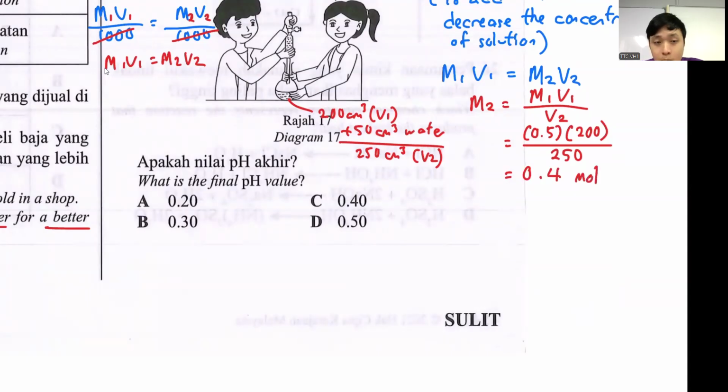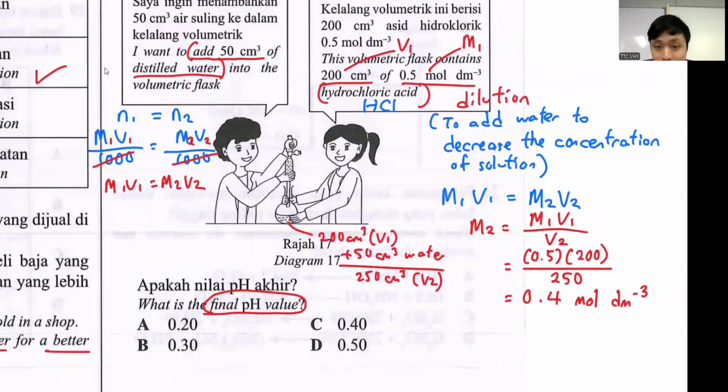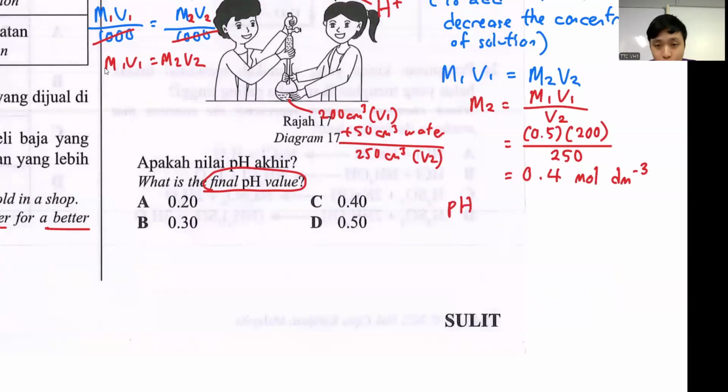0.4 mole per dm cube. They ask what is the final pH value. What is the formula for this? Okay, this is hydrochloric acid. So, acid contains hydrogen ion. What is the formula for pH? Remember, you got three formulas, right? For acid, pH equals negative log H plus.